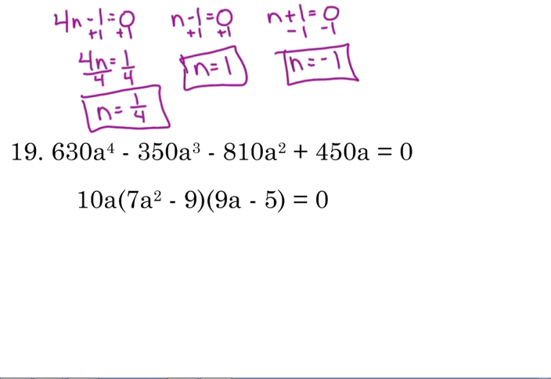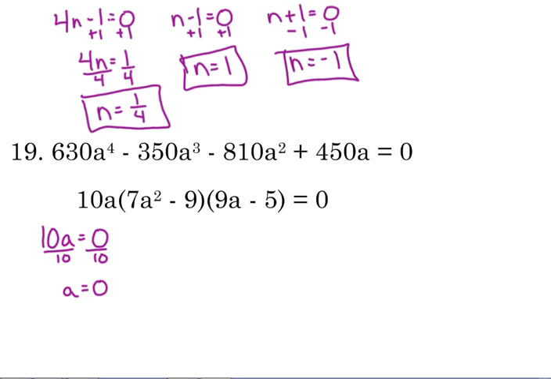Okay, number 19 had a GCF. I think this was the one I forgot to take out from the very get-go. Would have made life a little bit easier if I had, but, you know, live and learn, right? We factored it out in the end, so we were good. And a GCF of 10a, and then it factored by grouping. So let's set our factors equal to 0.